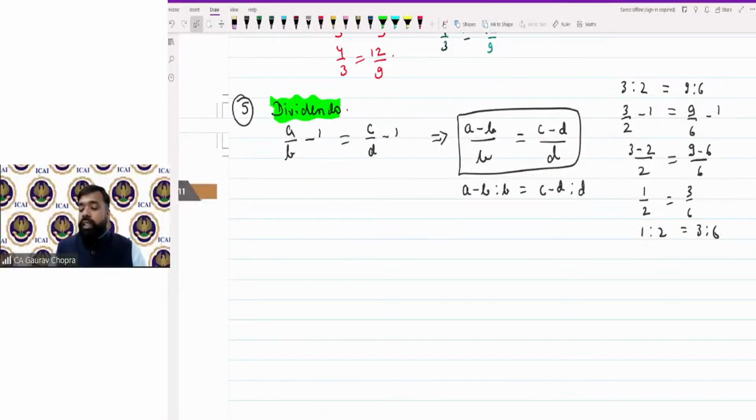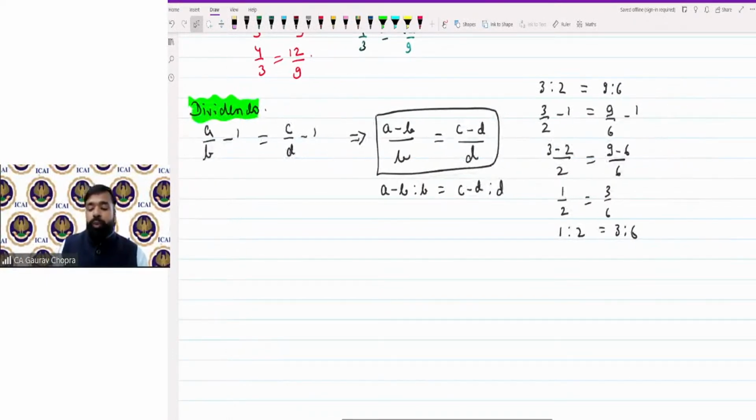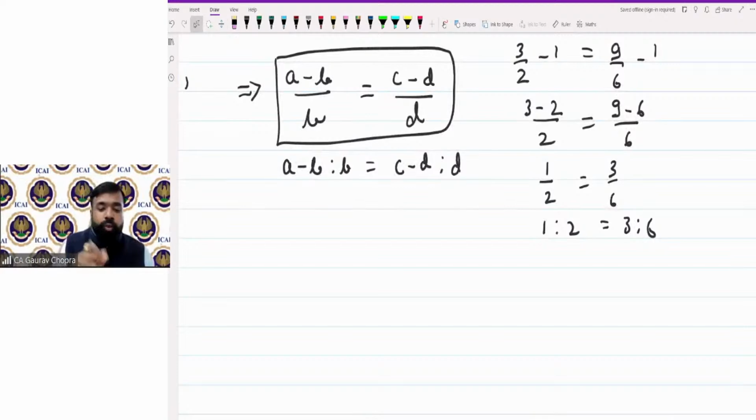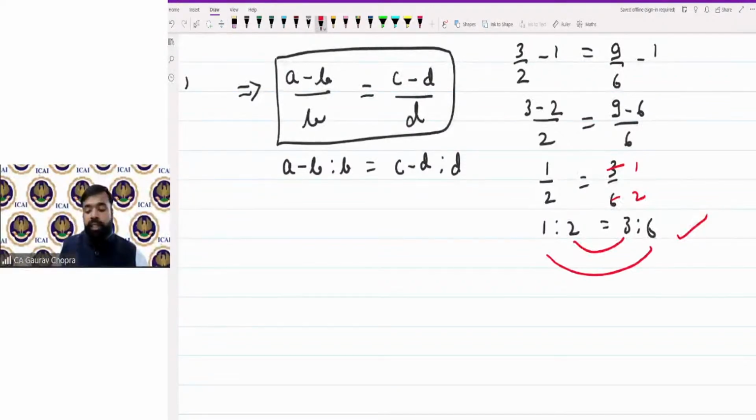Then Sakshi is asking how these two are equal, 1 by 2 and 3 by 6. See, if you cancel, it will become 1 by 2. Hence proof, they are equal. Or another way, 2 by 2 multiplied by 3 and 1 multiplied by 6. Both are equal. Then also proof. So both ways are there, which say that they are equal.